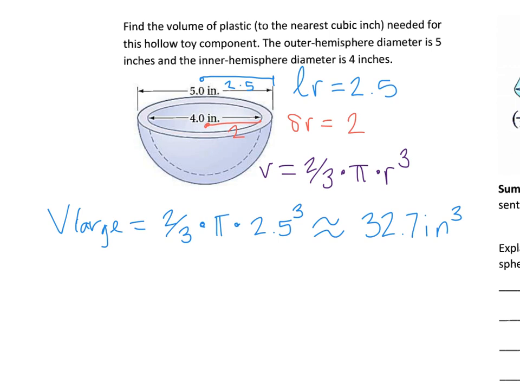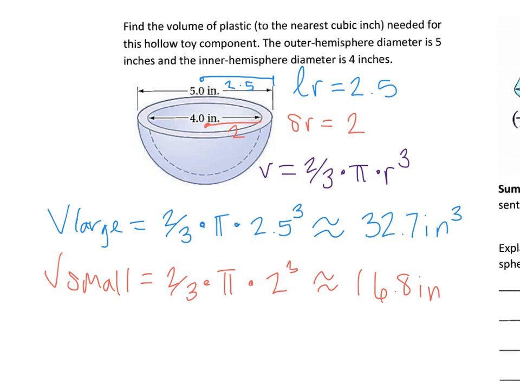All right, volume of the small one now. The volume of the small is 2/3 times pi times the small radius, which is 2 cubed. Go ahead and type that in. So about 16.8, that's what I got, inches cubed.